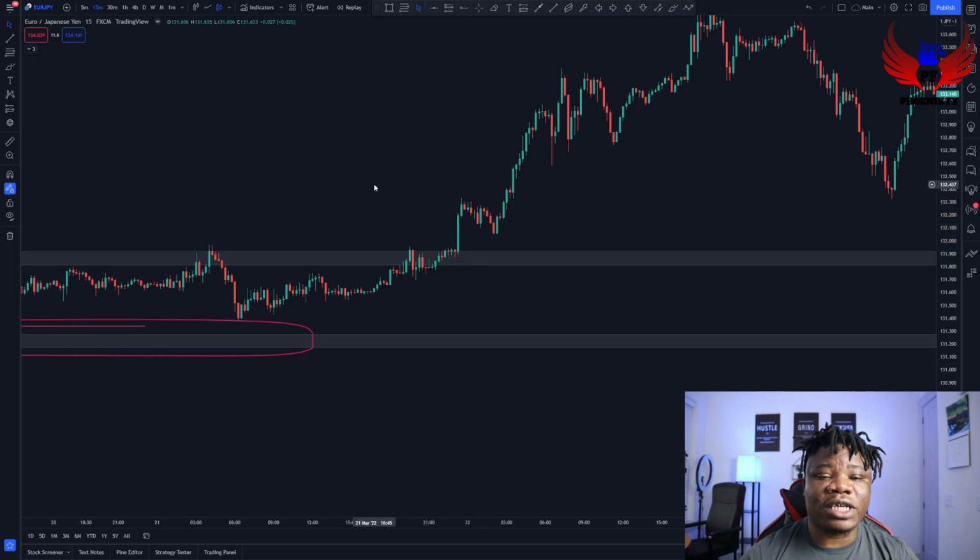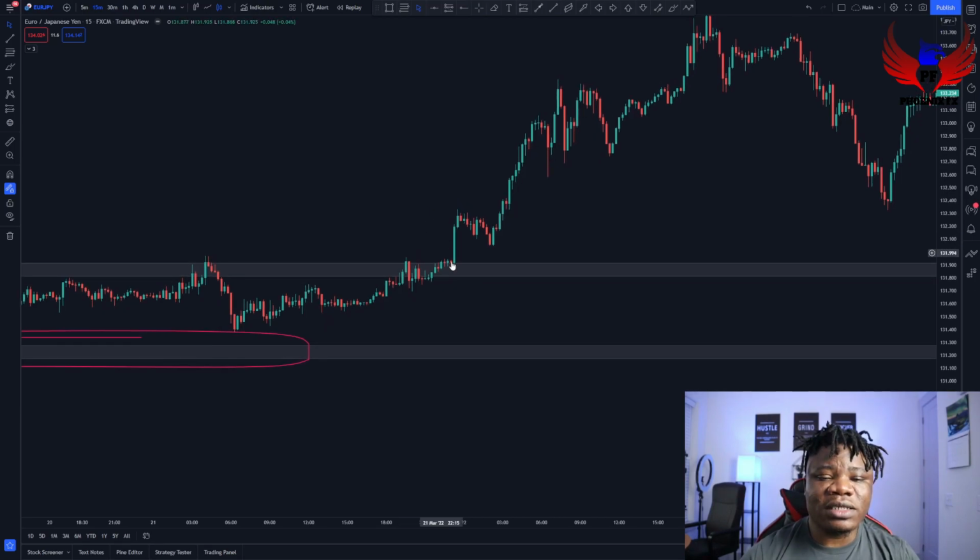What we can do in this case is wait for a pullback, and if there's no pullback, you just have to wait until you get the pullback, or you look for another pair to trade. And when you're using this strategy, I recommend you only trade 1 to 2 pairs. So look for 1 to 2 pairs that you love trading, and that's it. Do not trade more than 2 pairs.